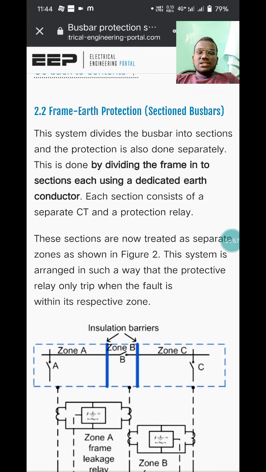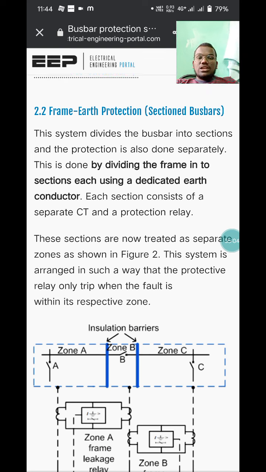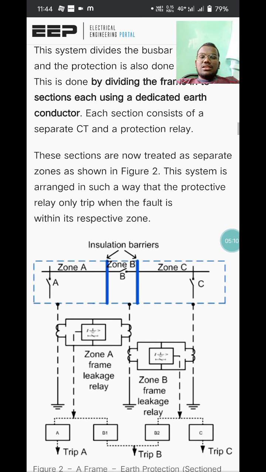The system divides the bus bars into sections, and protection is also done separately. This is done by dividing the frame into sections, each using a dedicated earth conductor. Each section consists of a separate circuit and a protection relay. These sections are now treated as separate zones, as shown in figure 2.